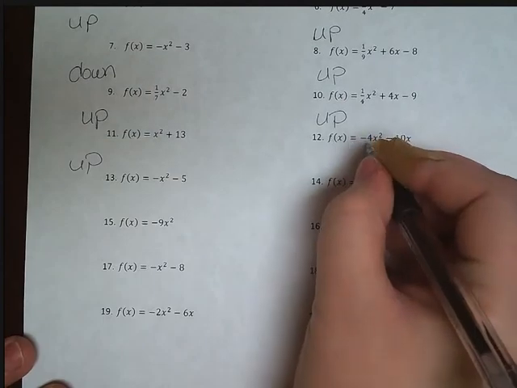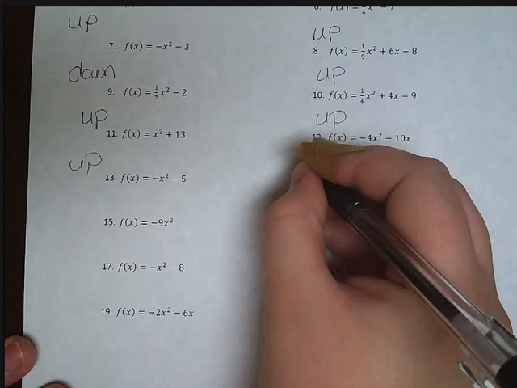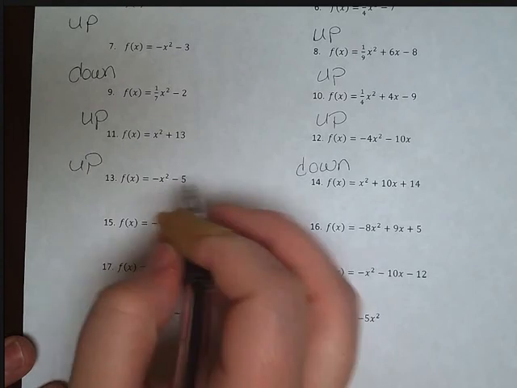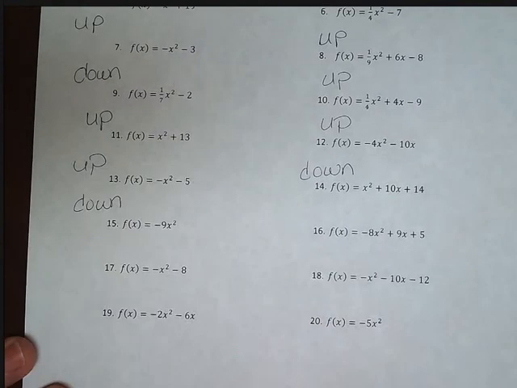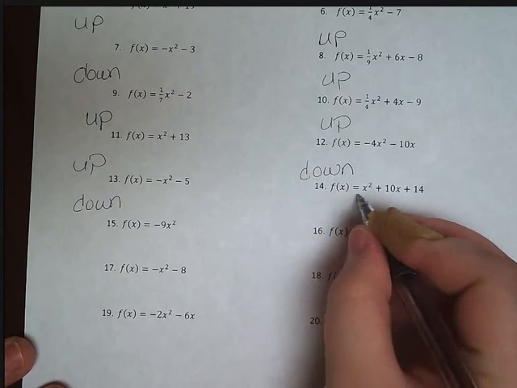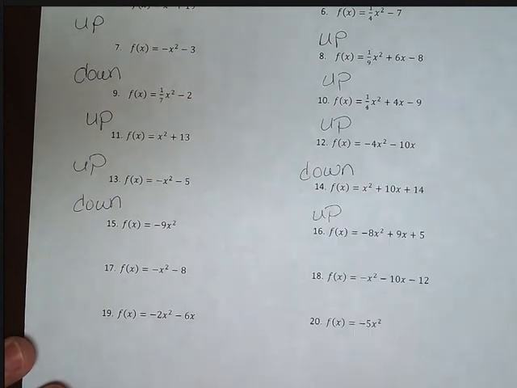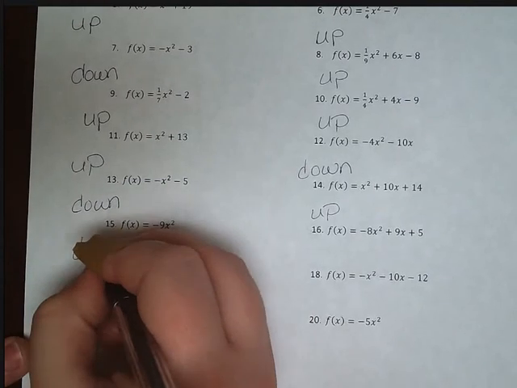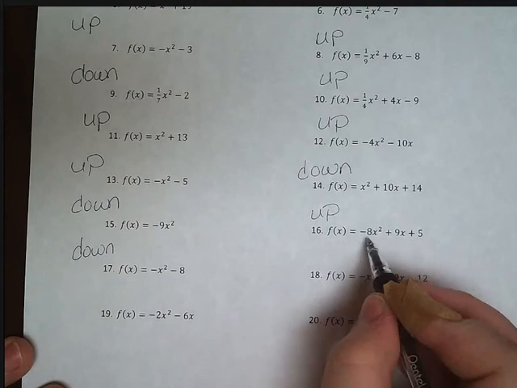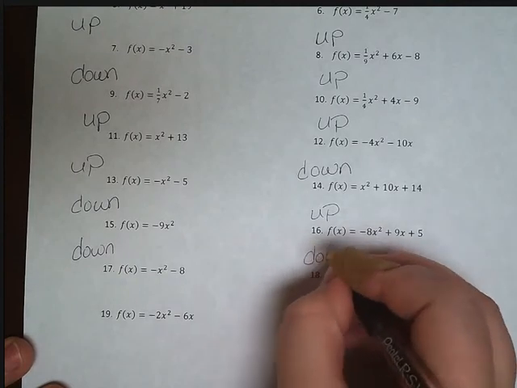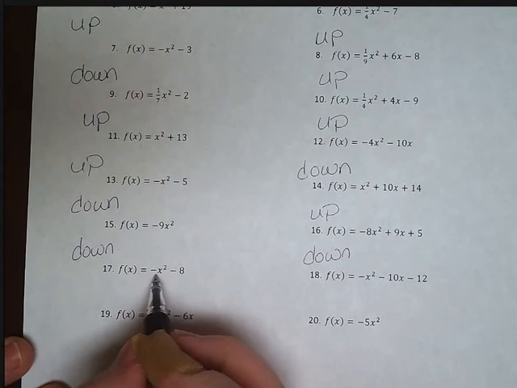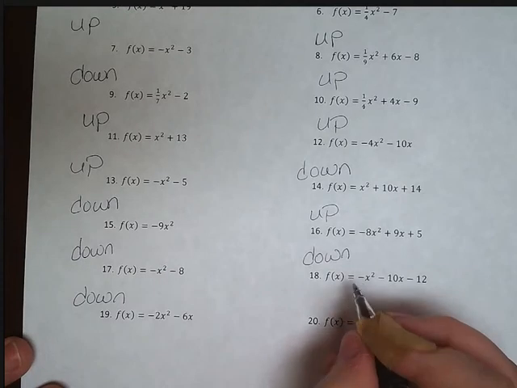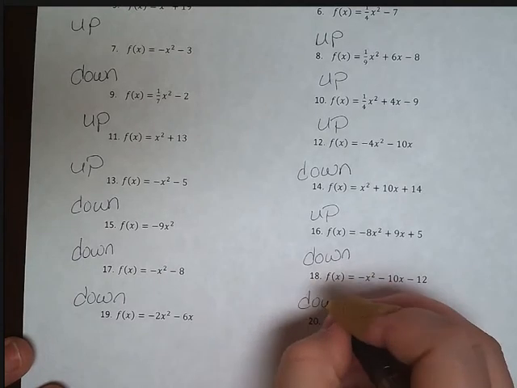12 is a negative 4, so it would face down. 13 is a negative 1, so it would face down. 14 is a positive 1, so it would face up. 15 is a negative 9, so it would face down. 16 is a negative 8, so it would be down. 17 is a negative 1, so it would face down. 18 is a negative 1, so it would be down.